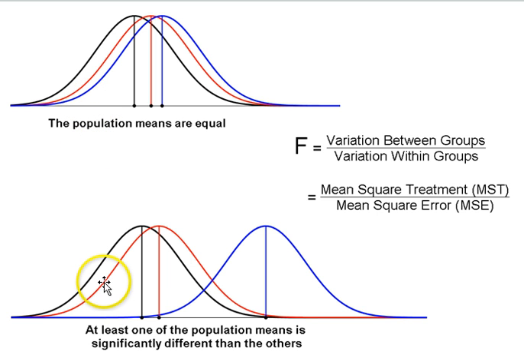On the bottom, it doesn't matter where the distributions are. The spread of the blue on the bottom is the same as the spread of the blue on the top. So the variation within groups is just an average of the variation within each of the groups.